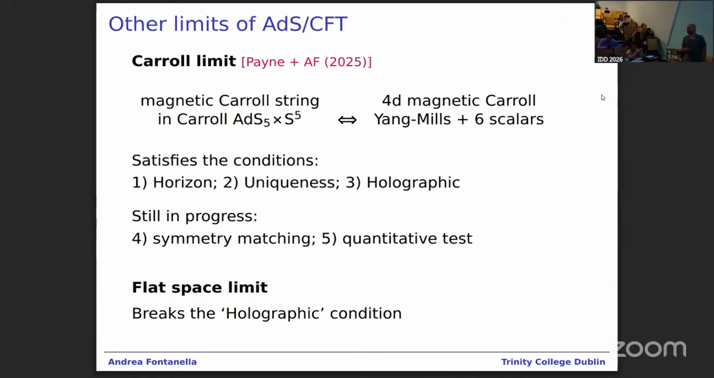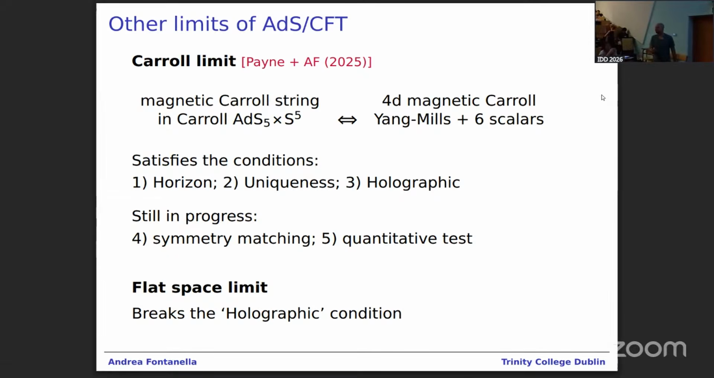Okay, so I am done with the non-relativistic part, and now I want to give you a little bit of flavor of other types of limits of the AdS/CFT. So I can move to that part now. So far we have said that you can take the non-relativistic limit of the Maldacena construction. Can you do it for other limits as well?